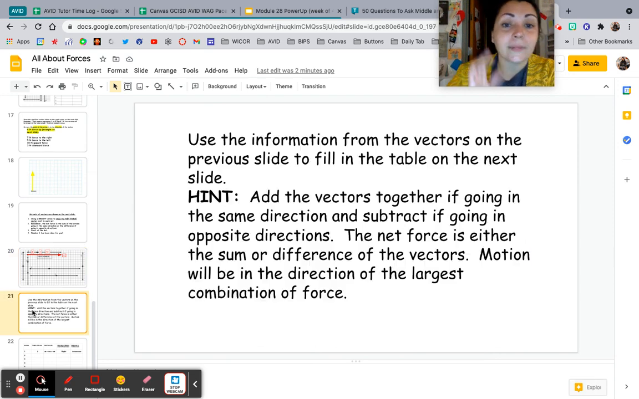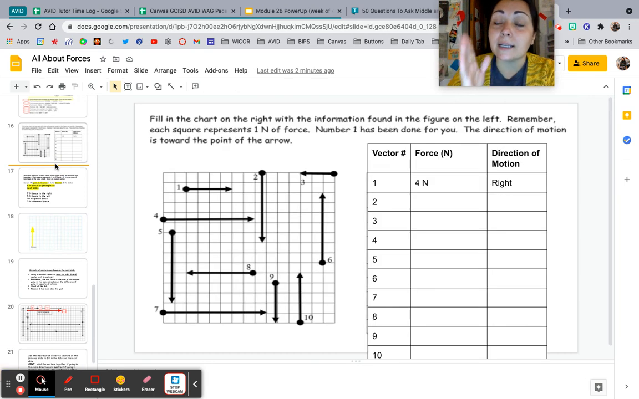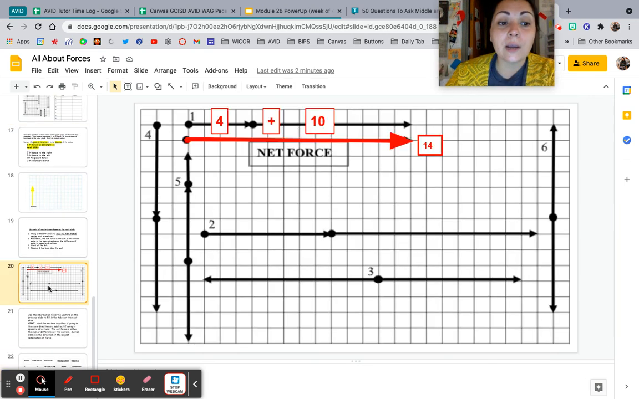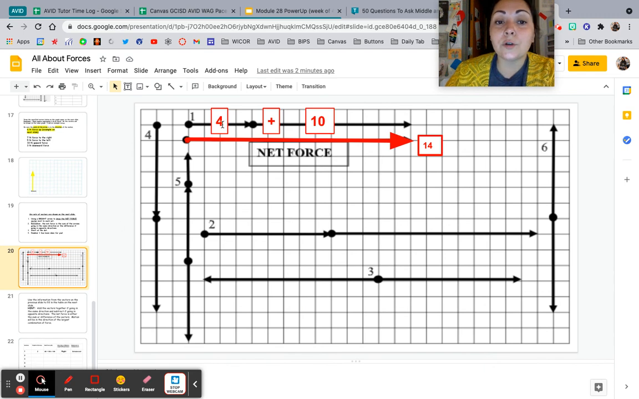Okay, y'all, so you're going to use the information from the vectors on the previous slide, and you are going to fill out the table on the next slide, which is pretty much exactly what you did here, except that was just one vector. So now what you're going to do is show your work for what I did up here on this slide. So notice how I had 4 plus 10 equals 14.